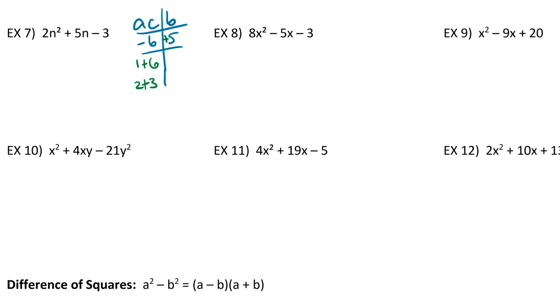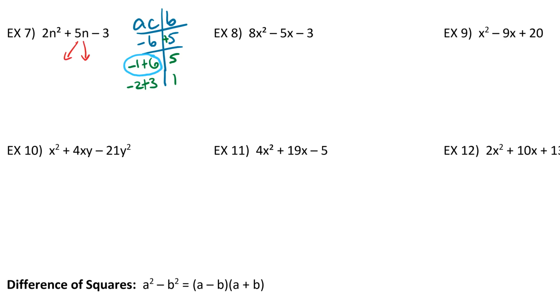But since AC is negative, that means that we're going to need to have different signs on our two factors. So if we need different signs and the bigger is positive, that means the smaller ones need to be negative. And now we can just add these up. So negative 1 plus 6 would be 5. Negative 2 plus 3 would be 1. So the factors that we're looking for are negative 1 and positive 6.